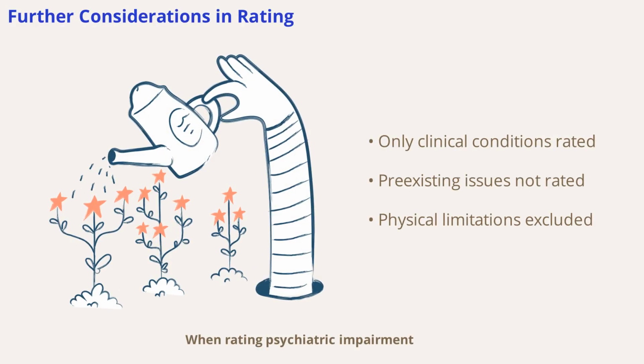Rating psychiatric impairment: only clinical conditions that meet rating criteria are considered. Even with multiple diagnoses, only one impairment rating is given. Pre-existing personality vulnerabilities and borderline intellectual function are not rated. The evaluator must distinguish between impairments due to the current illness and those from chronic pre-existing conditions. Limitations due to physical impairments are also excluded from M&BD ratings.